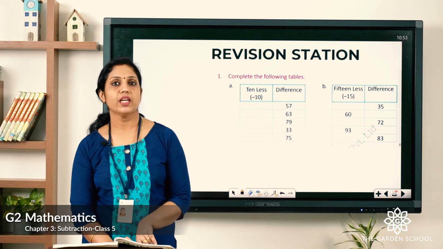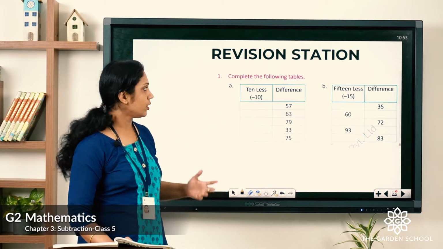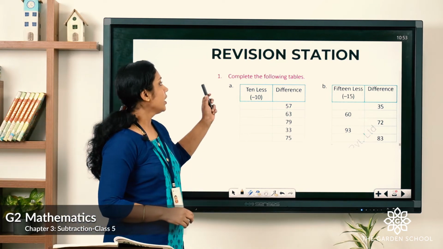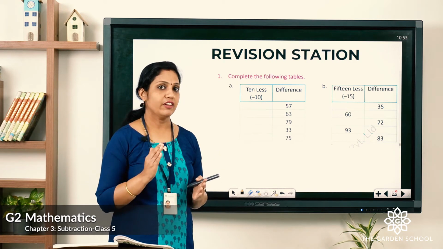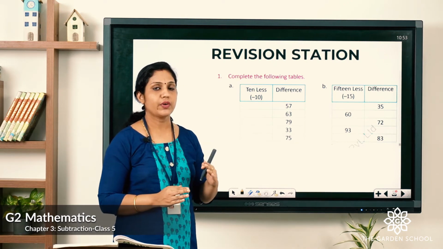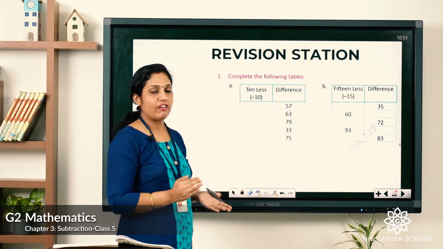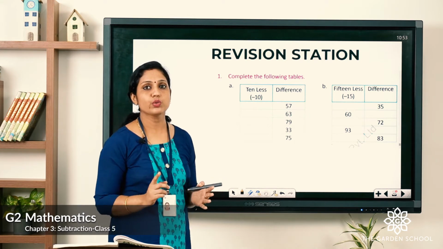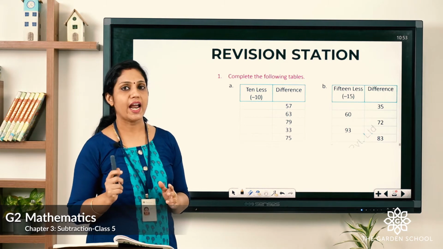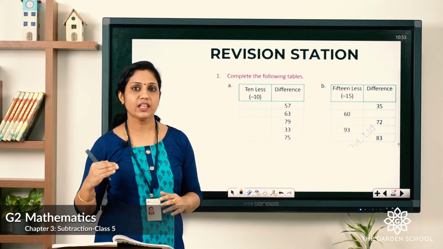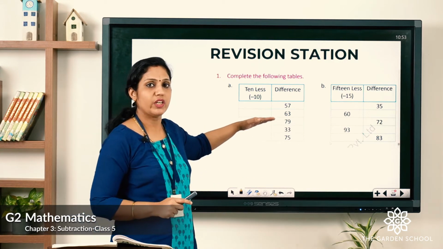We have complete the following tables. Here you can see two tables are given. So what we have to do here in this table, the difference is given. We have learned what is difference. Difference is the answer that we get. When you subtract minuend minus subtrahend, you get the difference. We have already learned checking subtraction using addition. So how to check whether our answer is correct? We can add the subtrahend and the difference, and if you get the minuend, our answer is correct. The same concept we need to apply here.